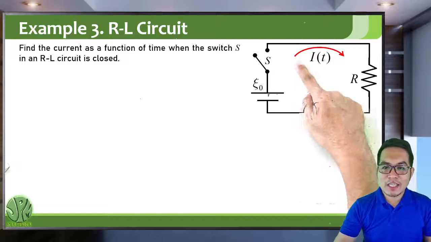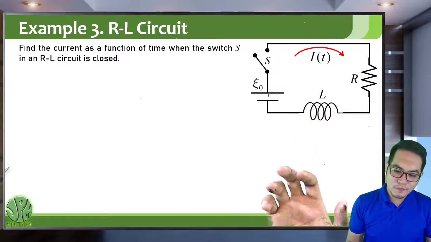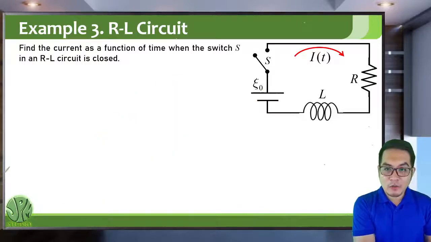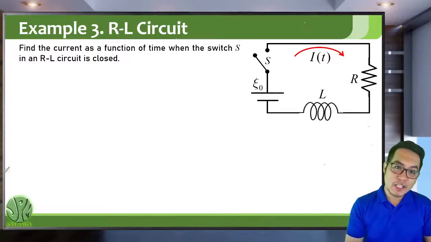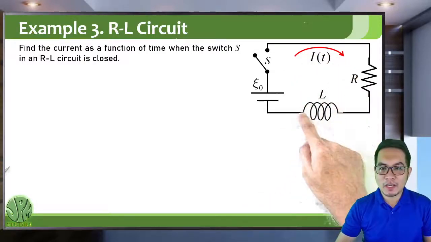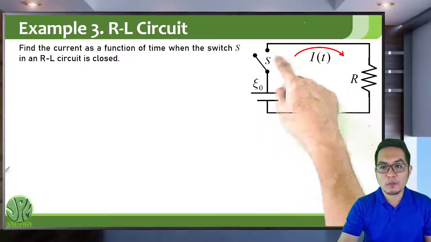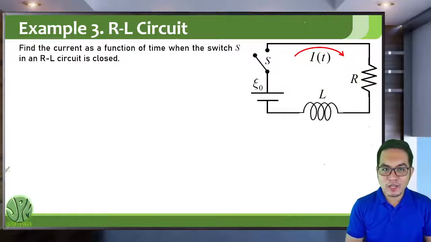So since the current is surging or increasing, there will be an induced EMF in the inductor that will oppose the change in, or surge in, current until such time that the current will now become steady state. So it will now become a steady state current. It will no longer change rapidly.